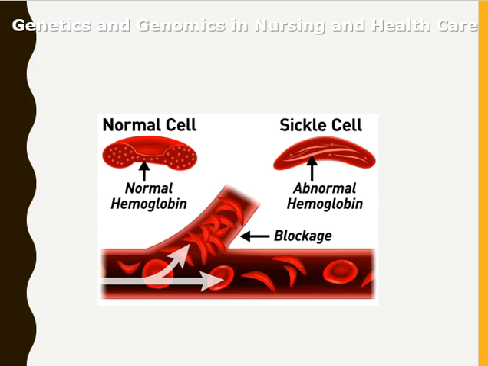Okay, here's another picture of normal hemoglobin that can flow through smoothly, and then the sickling of the cells, the abnormal hemoglobin. You can see how they block up and clump together and cause obvious damage with decreased perfusion to tissues.